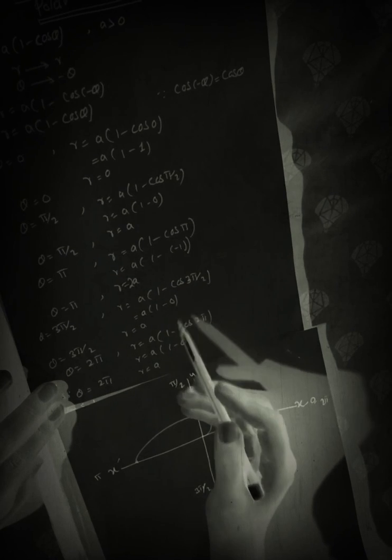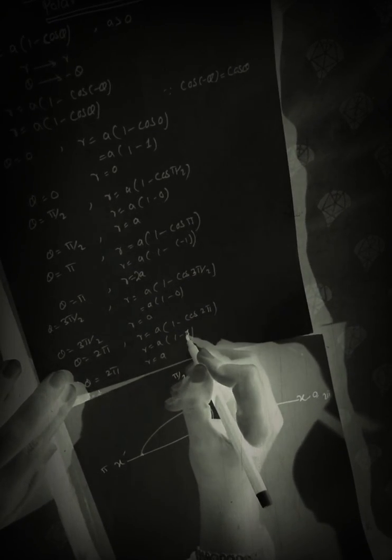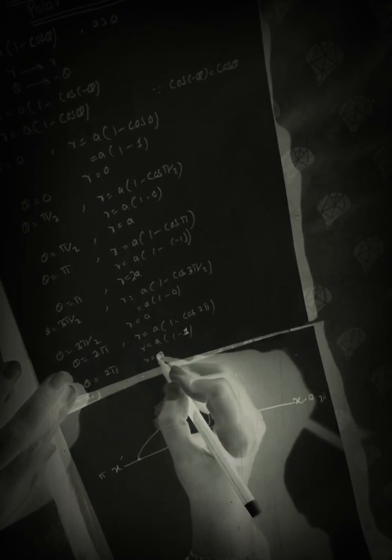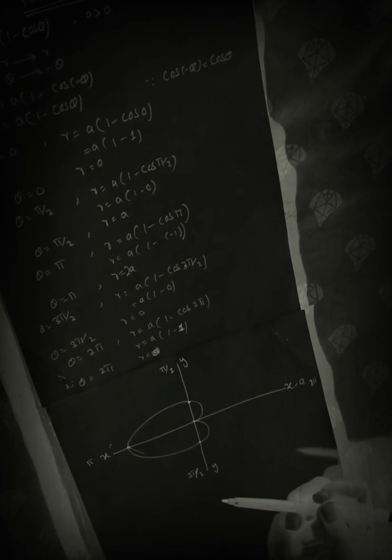At 3 pi by 2, and at 2 pi, sorry, in here the cos is 1, sorry, and r is 0. I will end at that point. So let's join these points again. It's free sketching, do remember. So this is the sketch for this question, or sketching of curves in polar coordinates.